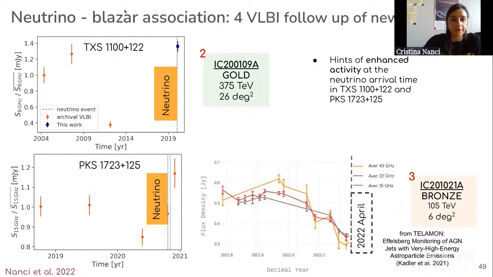We are also interested in the search for candidate neutrino sources. Indeed, in 2019, my group and I started to collect VLBI follow-up of neutrino events, studying the associated radio sources.